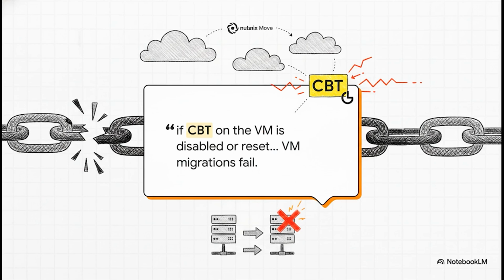Listen to this exact phrasing straight from the official documentation. During the data sync and the ready-to-cutover phase, if CBT on the VM is disabled or reset by any other software application, Nutanix Move cannot find the changed blocks. Therefore, VM migrations fail. So the absolutely crucial point here is that Nutanix Move is utterly dependent on an unbroken chain of changed block tracking. If anything touches that CBT data, the whole house of cards just collapses.